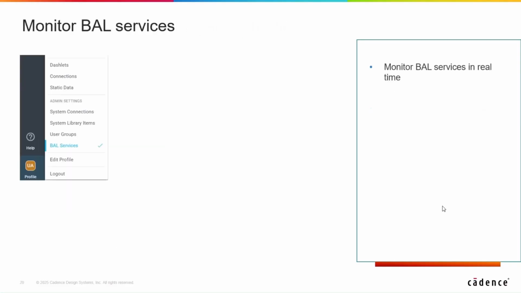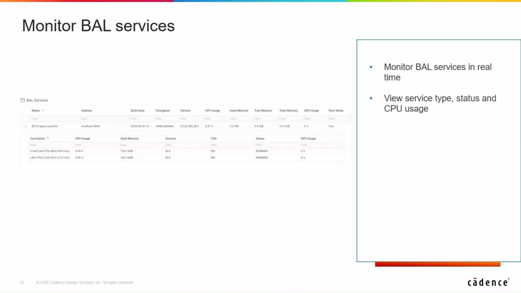A new BAL services page provides real-time monitoring of beta apps launcher services. Administrators can access each BAL service and view properties such as type, status, and CPU usage, gaining better insight into resource consumption. Additionally, failed BAL services can be easily identified, along with the user who initiated the corresponding process. Putting everything in one admin page makes it easier to manage the services and keep everything running smoothly.